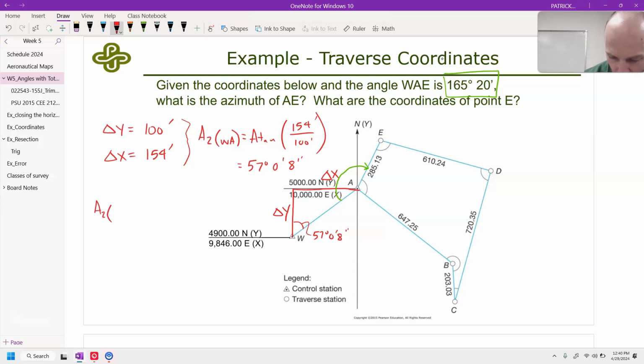So the azimuth from A to W is just my azimuth from W to A plus 180 degrees. 57 degrees 0 minutes 8 seconds plus 180 gives us 237 degrees, 0 minutes, 8 seconds. That is on our diagram. This is your north reference point. That's saying that angle right there, that's our 237, relative to north, a clockwise angle.